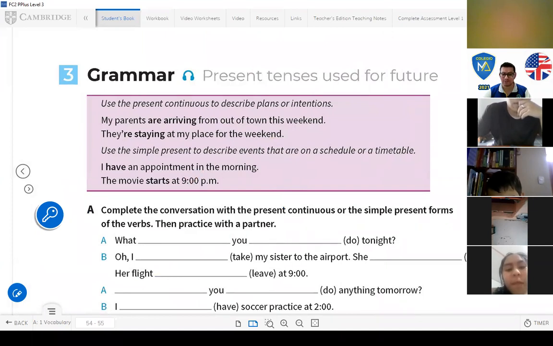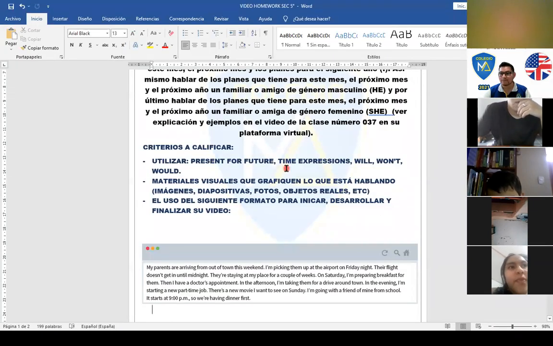Estas expresiones de tiempo nos ayudan a determinar o a contextualizar el tiempo de que el presente lo estamos utilizando para hablar de futuro. ¿Ya? ¿Qué más? Utilizar el will. Recuerda que el will también lo utilizamos para hablar en el futuro, ¿verdad? Cuando hacemos algunas predicciones, algunas promesas, ¿no? Que vamos a realizar en el futuro.